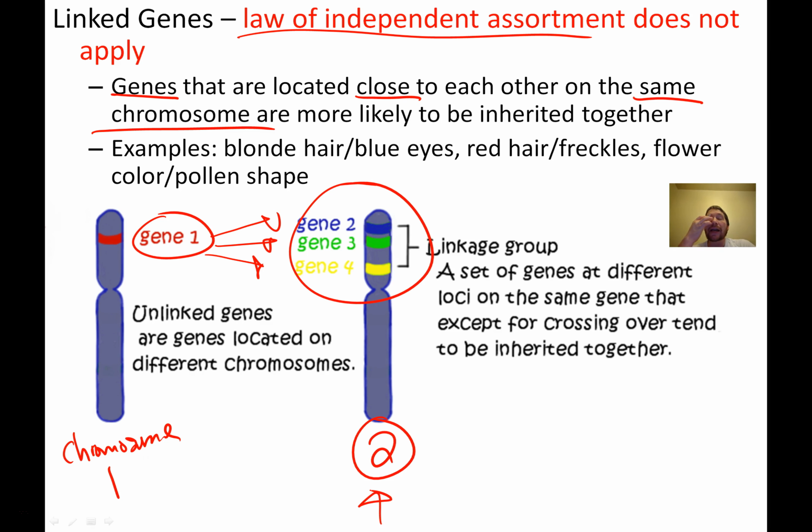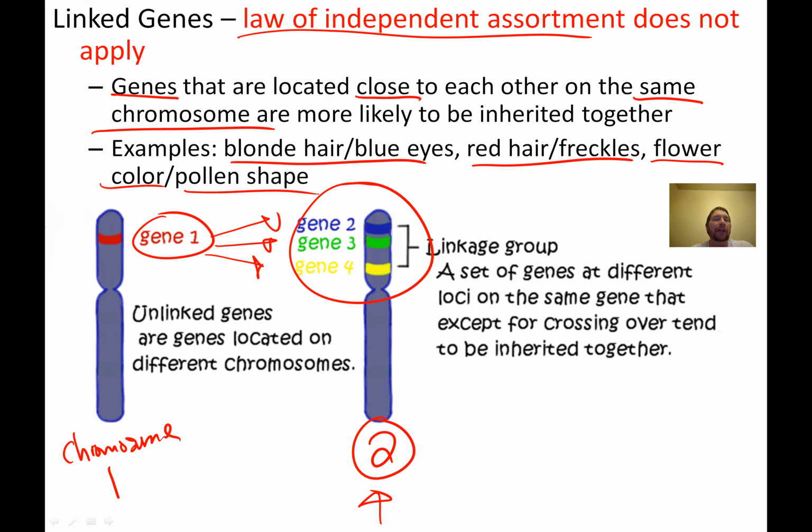Okay? And some examples of linked genes that you find in humans, we've already talked about blonde hair and blue eyes a lot. Red hair and freckles, the gene that causes red hair and the gene that causes freckles, they're both found on chromosome 15. And so that's why you see lots of redheads with freckles. Other thing you see going on is in plants. Flower color and the shape of the pollen. These are linked genes, and the genes that cause these traits are both found on the same chromosome.